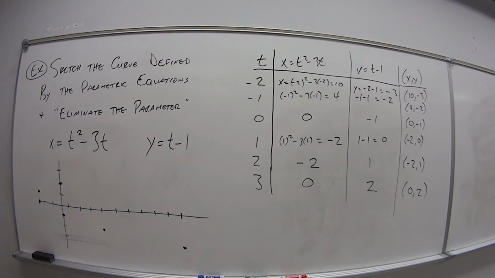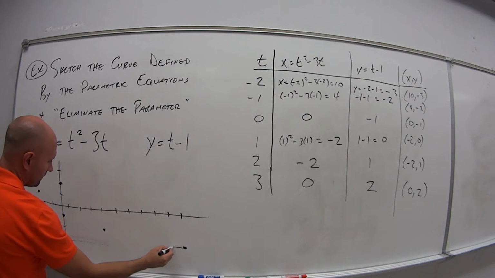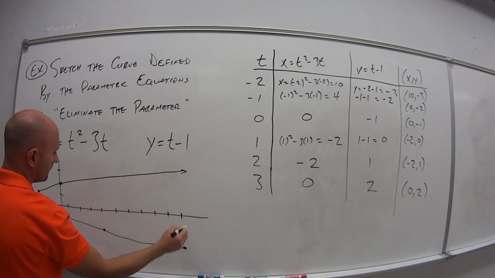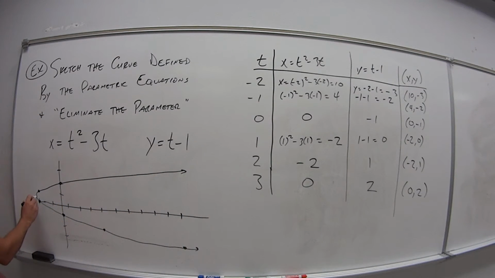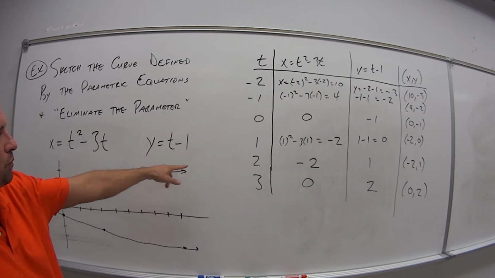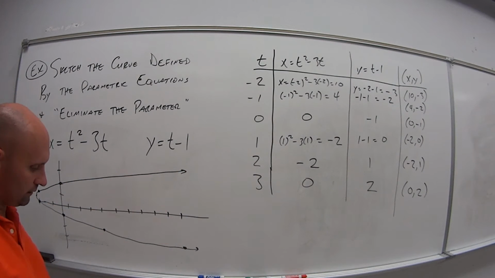So what do we have here? Well, if we start connecting these dots, it becomes what, a parabola? We don't actually have what the vertex is on this parabola, but we're just sketching it. It doesn't have to be to scale or anything like that. We just want to sketch what it looks like, and it's a parabola pointing to the right.